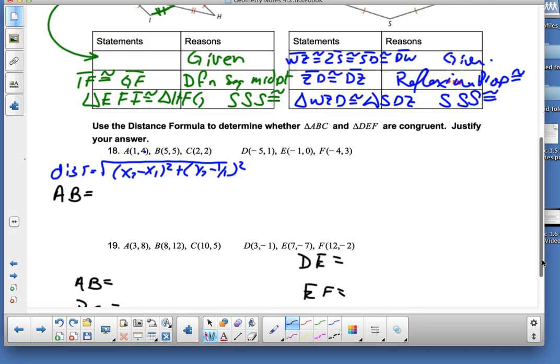So what it is, 1 minus 5. That's the difference of my x's. Those are my x's squared. And then I add 4 minus 5, the difference of my y's.